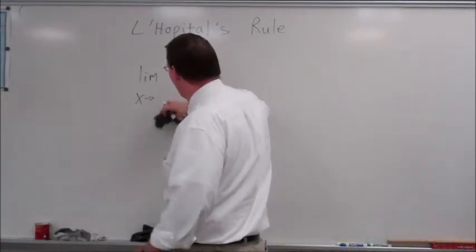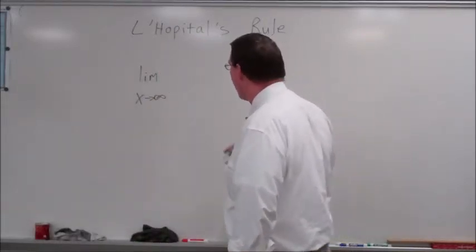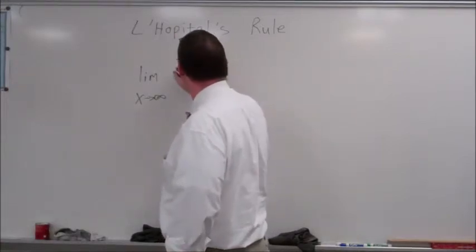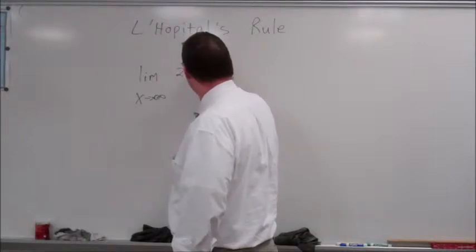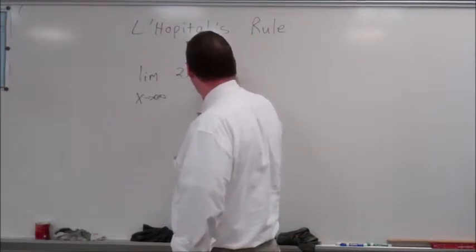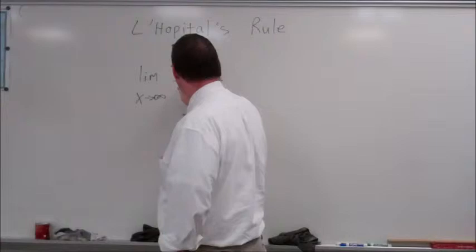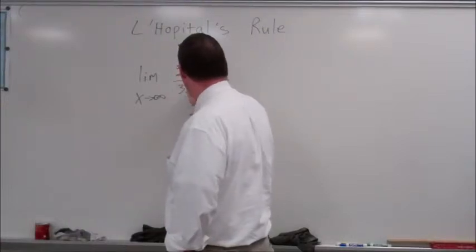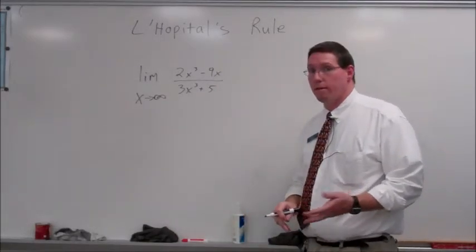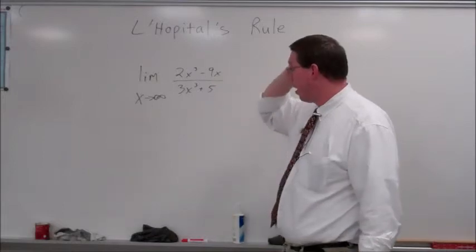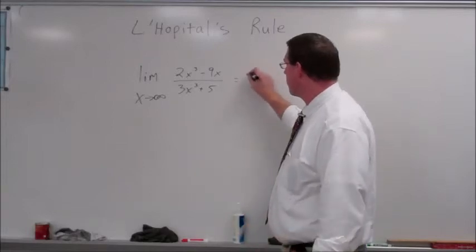By the way, it also works on limits at infinity. Isn't that awesome? Okay? Let's say that we have 2x to the third power minus 9x over 3x to the third power plus 5. And you're looking at this and you say, oh, I know how to do that. It's a limit at infinity. My power in the numerator and my power in the denominator, they are the same. So I know that the answer to this is 2/3.